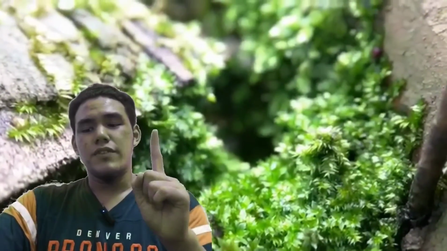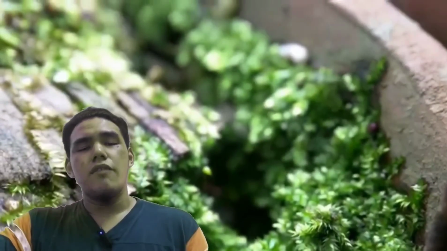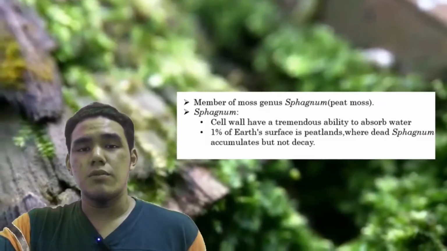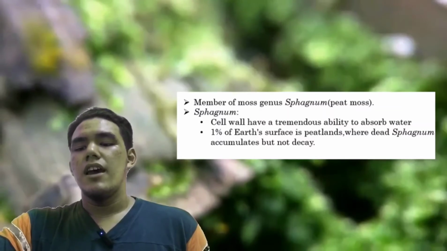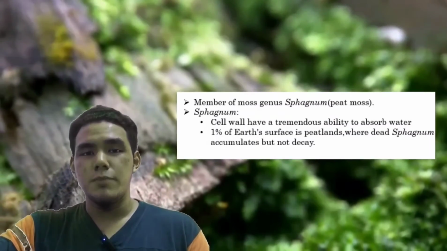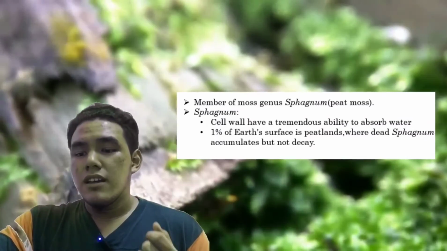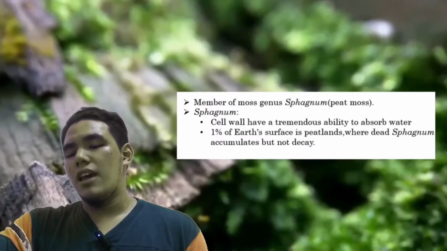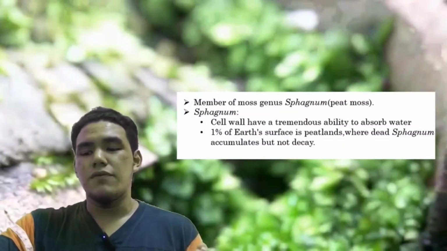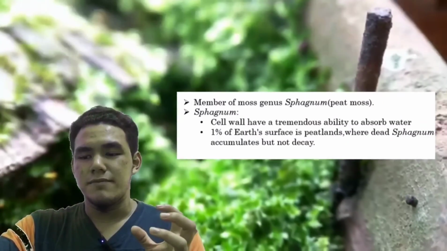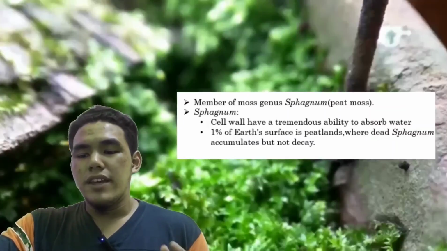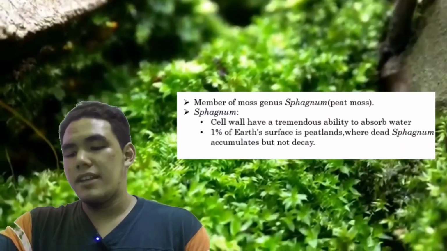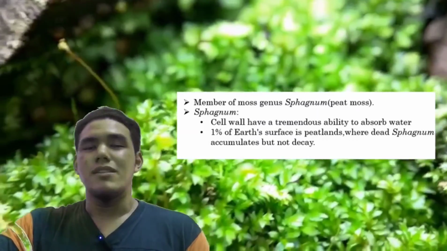Okay, so let's look at one of the members of the moss genus Sphagnum, which is peat moss, one of the three groups that I mentioned earlier. Sphagnum, peat moss, has great commercial and ecological importance to humans. When we say humans, it benefits us, right? The cell wall of peat moss has a tremendous ability to absorb water. That is why humans use it in gardening to improve the water holding capacity of the soil, and why it was used historically as wound dressing on the battlefield. 1% of the surface is peatlands, where dead sphagnum accumulates but does not decay.